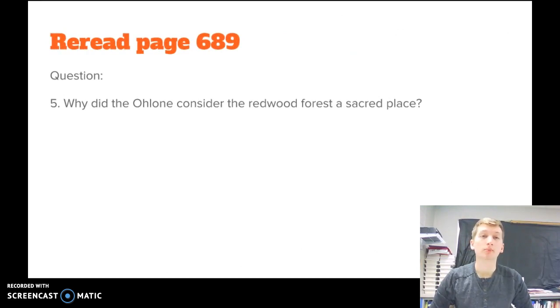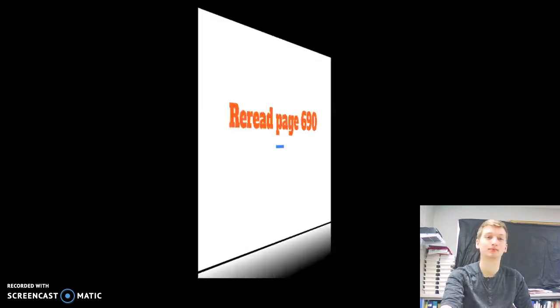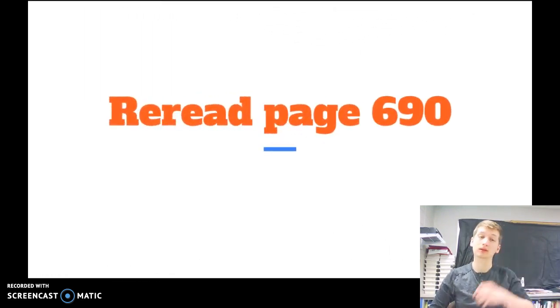Then read page 689. Then answer the following question. Why did the Ohlone consider the redwood forest a sacred place? So why did that group of Native Americans or American Indians consider the redwood forest a sacred place? Next, all you have to do is reread page 690.